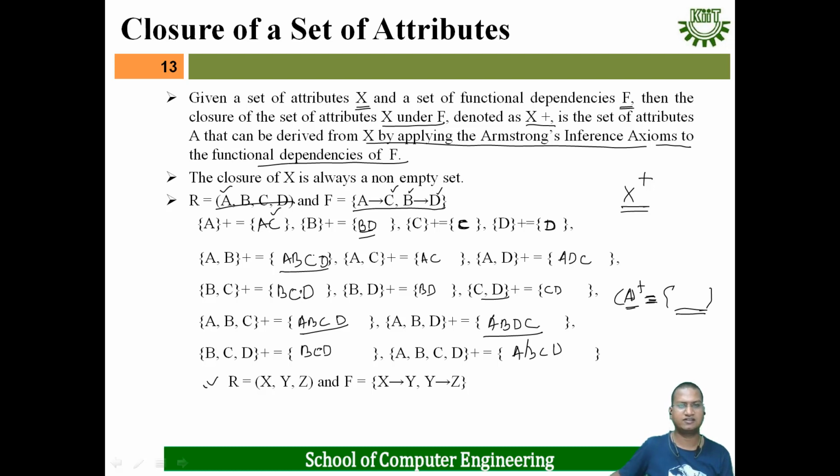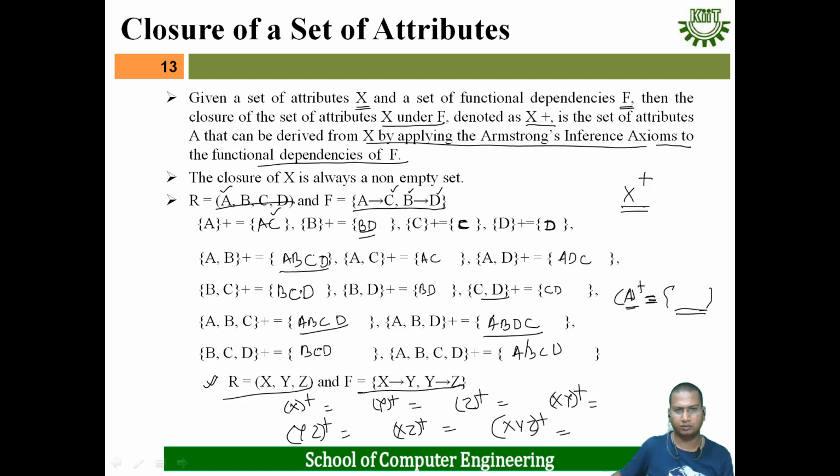Similarly, suppose another relation R is given and a functional dependency set is given, then we can find out X closure, Y closure, Z closure. Similarly, we can find out XY closure, YZ closure, XZ closure, XYZ closure. X closure: X logically infers X, then from X, Y can be derived, then from Y, Z can be derived. That means all the attributes can be derived.